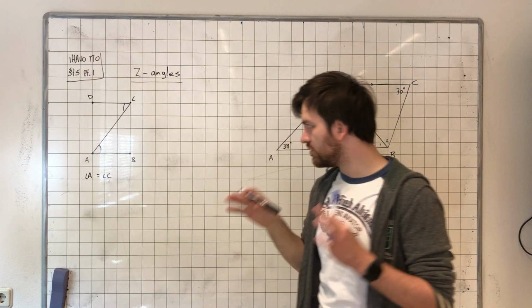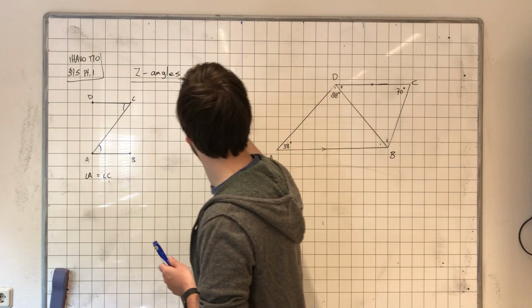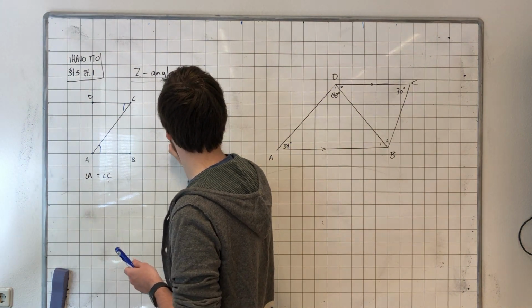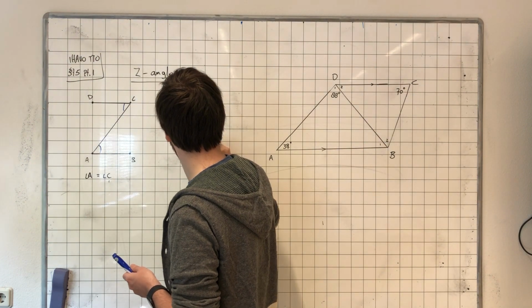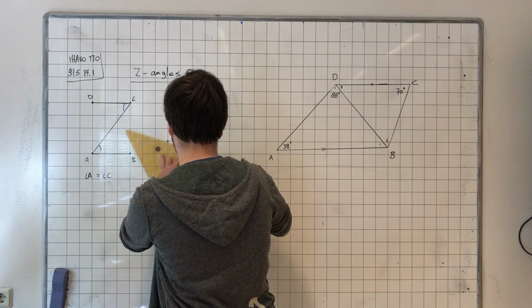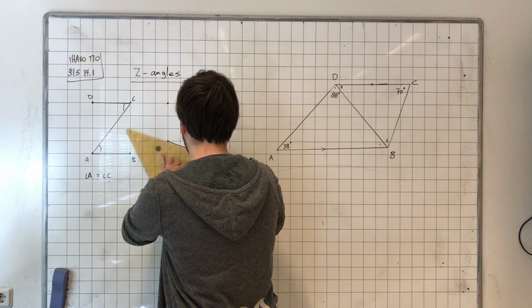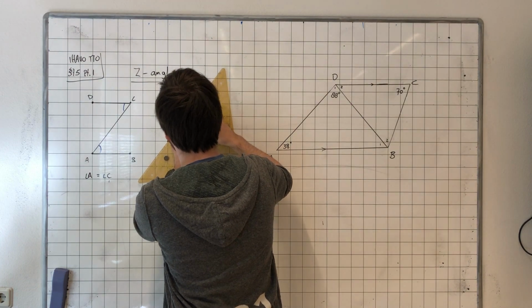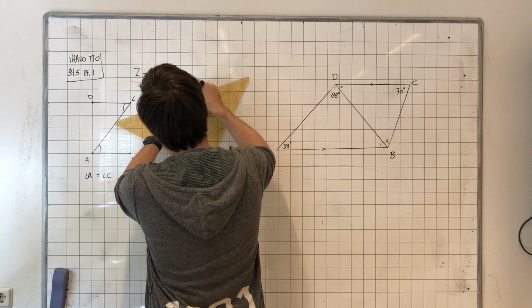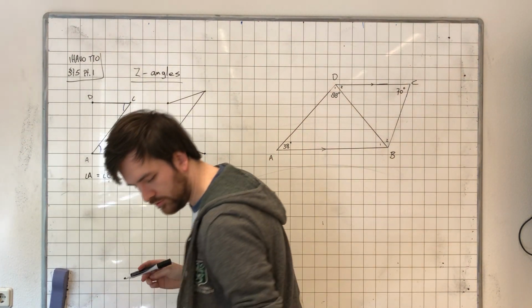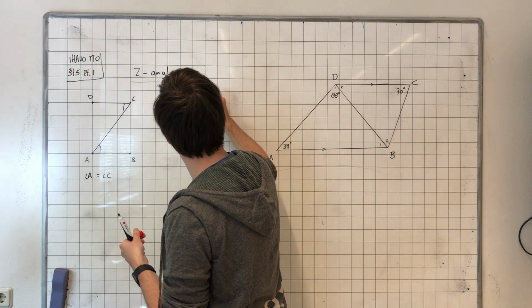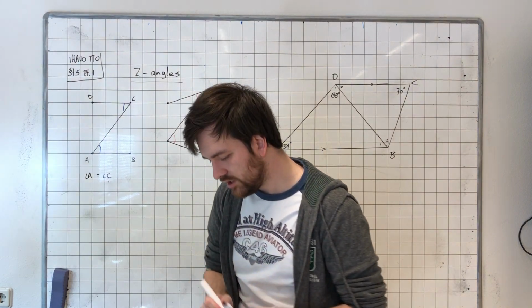Is that always the case? No, you have to be very careful. For example, if we have this figure, I want you to draw this as well. You should wait a little. In this case, if you look at these angles, this one and this one, they're obviously not equal.